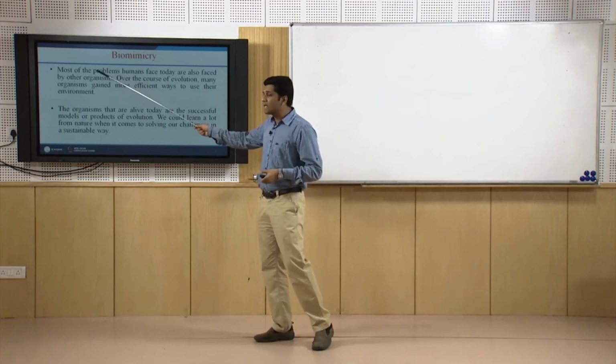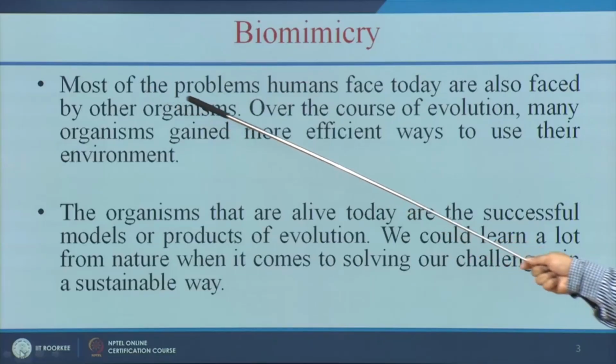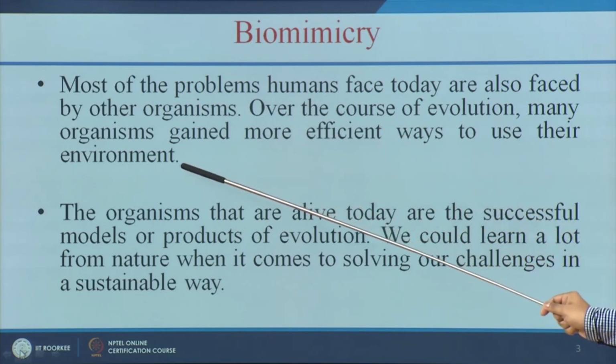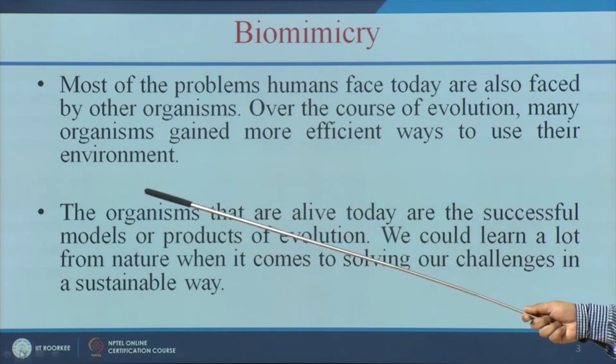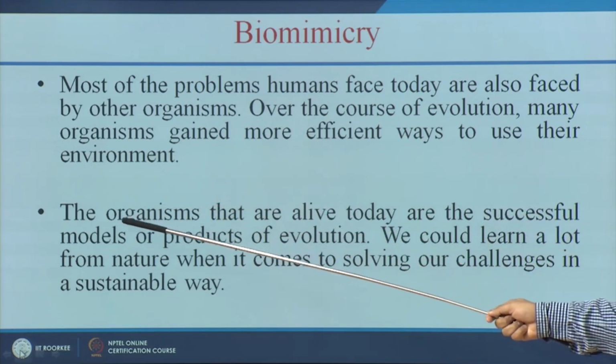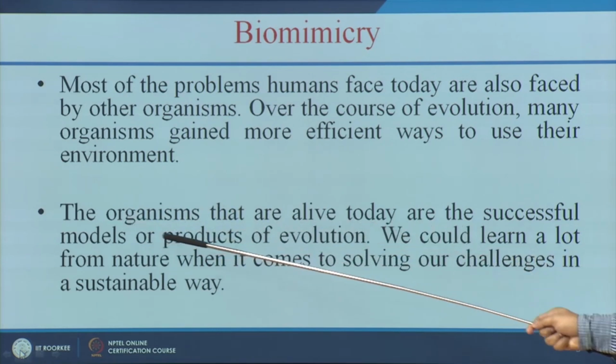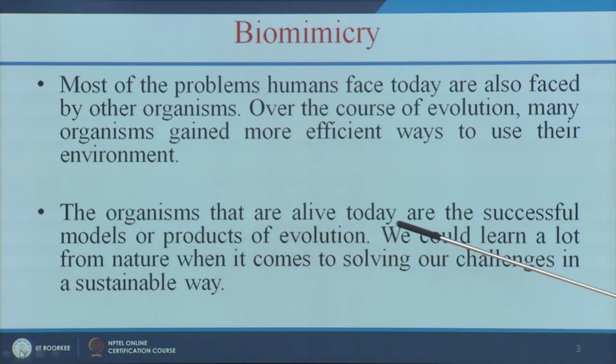So why do we have to select ideas from nature? Because most of the problems humans face today are also faced by other organisms. Over the course of evolution, many organisms gain more efficient ways to use their environment. That is why we are selecting the idea from nature, because the organisms that are alive today are the successful models or products of evolution. So we could learn a lot from nature when it comes to solving our challenges in a sustainable way.